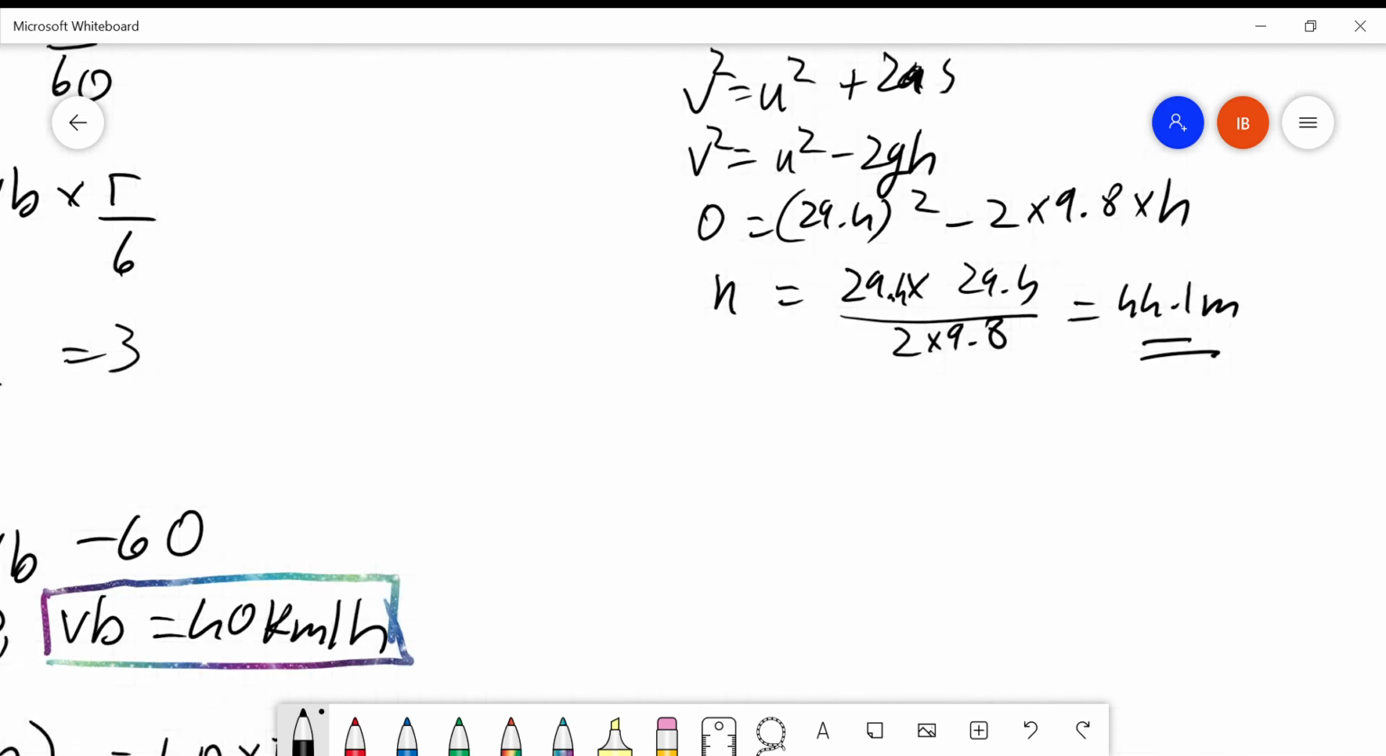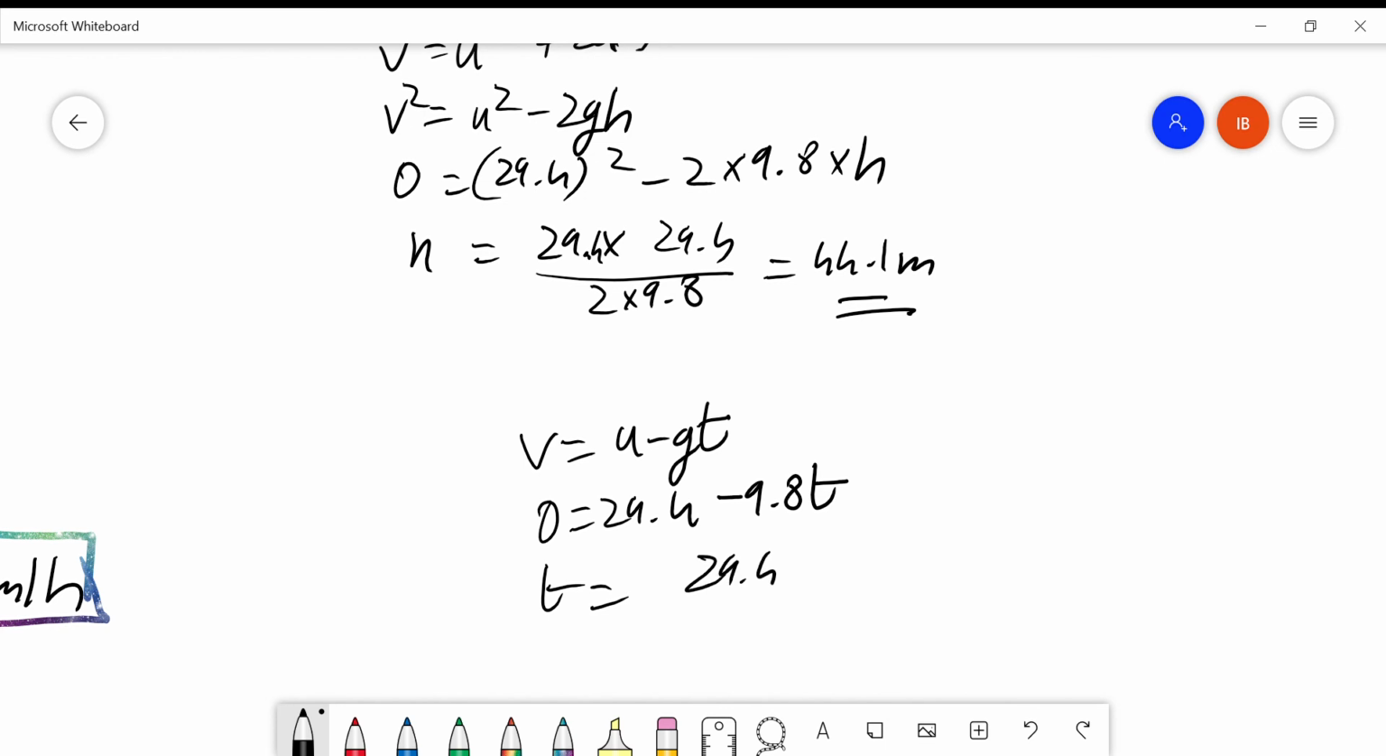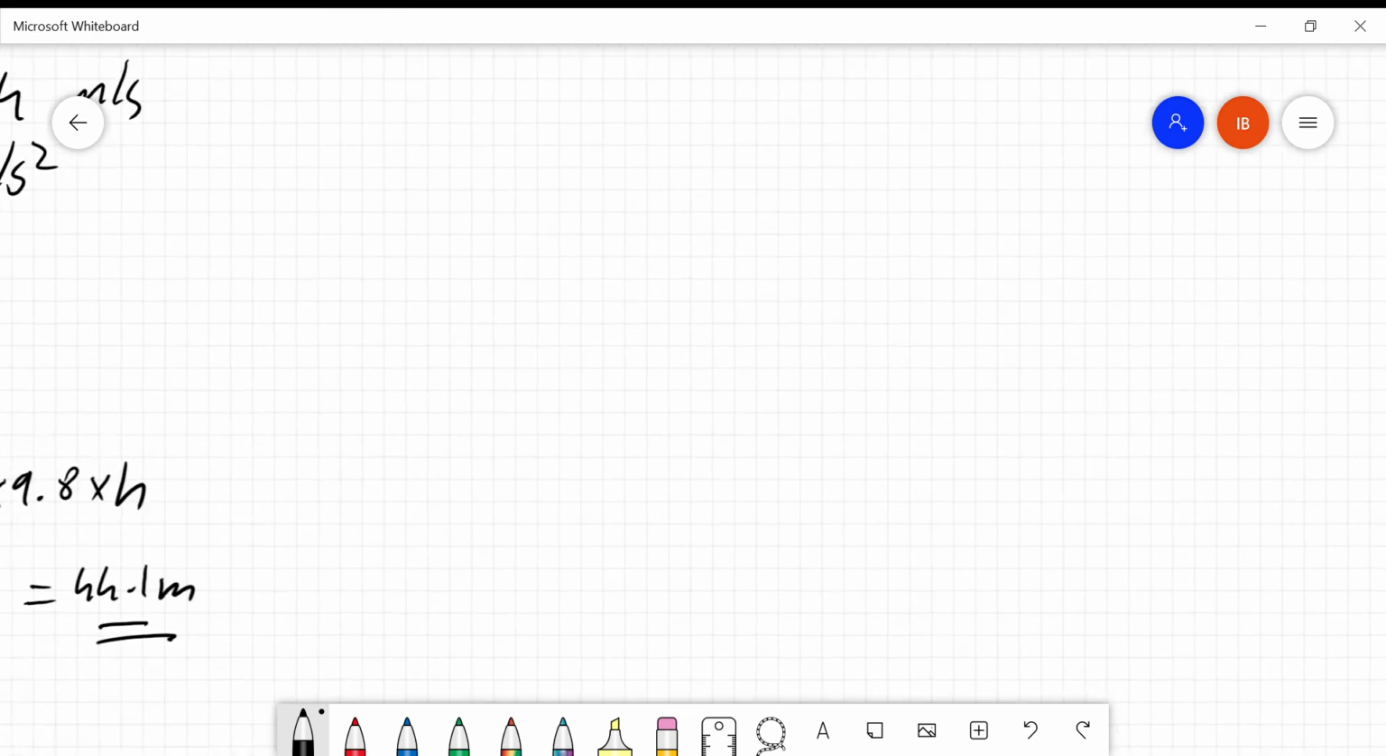Again, we are using the equation of motion. So for this, v is equal to u minus gt, and 0 is equal to 29.4 minus 9.8t. Since we are finding time, t is equal to 29.4 divided by 9.8, which is 3 seconds. So the ball will return to the player's hand after 3 seconds.